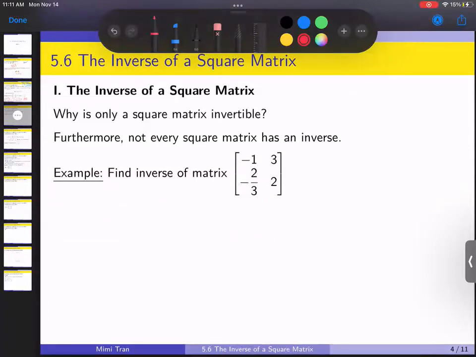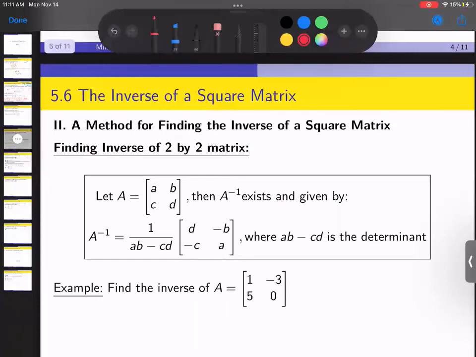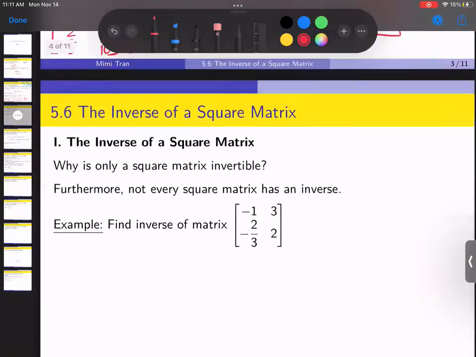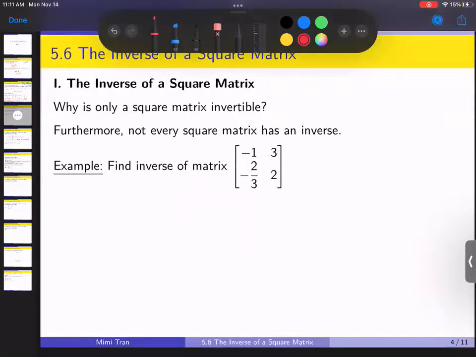This is 2 by 2. Later in this slide, I'm going to tell you the formula to find the 2 by 2 inverse matrix. But let's say I haven't given you that formula yet. We're going to use brute force. Use what you know. No formula necessary.